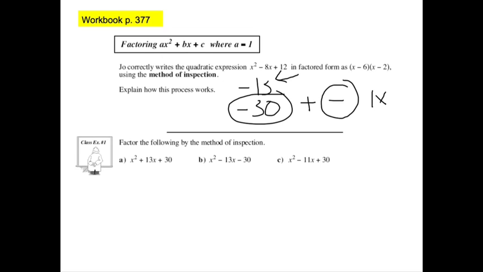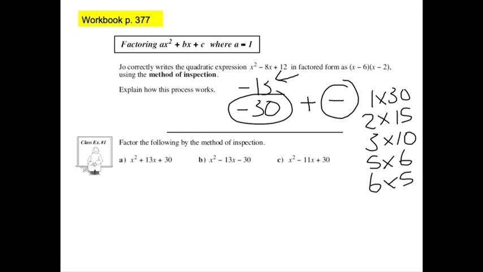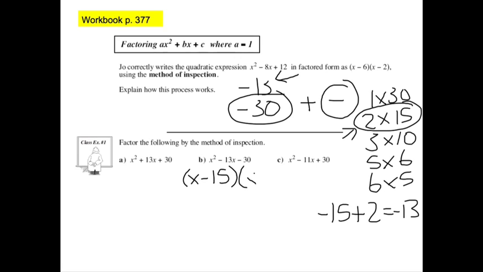It's going to be 1 times 30. You're going to have 2 times 15, 3 times 10, and 5 times 6, and 6 times 5. The only way you're going to get negative 13 is if you have a combination of a positive and a negative, and this one's probably your best bet. So, for example, if we had negative 15 plus 2, that should give you a negative 13 when you add those two together. Putting this in the brackets, that means you're going to have x minus 15 and x plus 2. That's how you're going to get that.